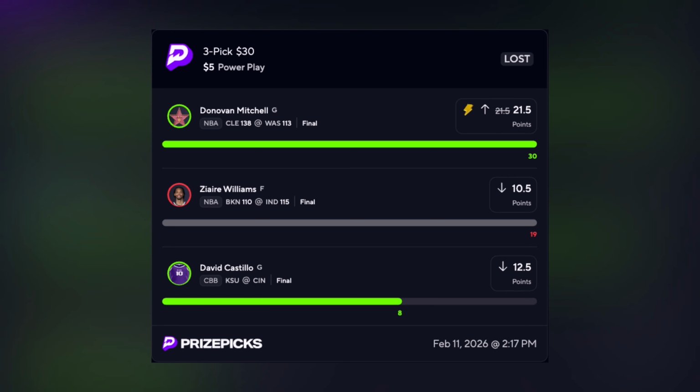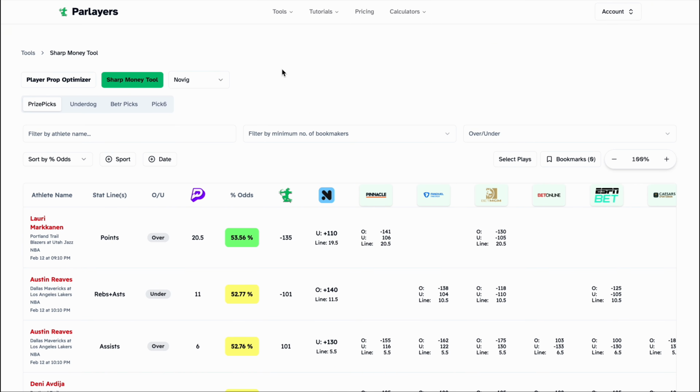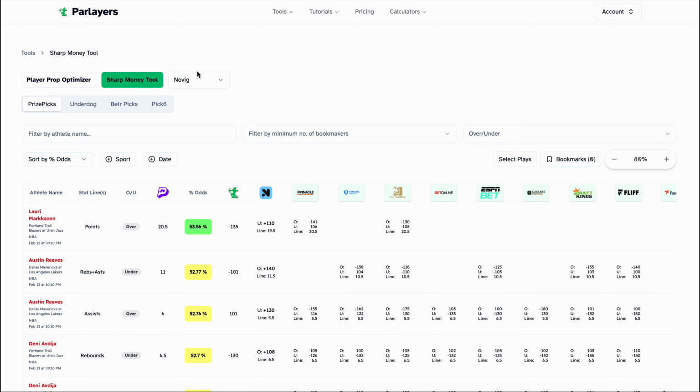And with that being said, perfect segue to get into the tools from Parlayers that we will be using today to create our slip. As always, the Sharp Money tool and the Player Prop Optimizer are going to be our tools for the day. The Sharp Money tool basically compares the Prizepicks lines back to peer-to-peer exchanges like Novig and ProfitX to see where the sharp bettors on those exchanges are pricing these lines and where they're putting their money, so we can follow the sharp money.